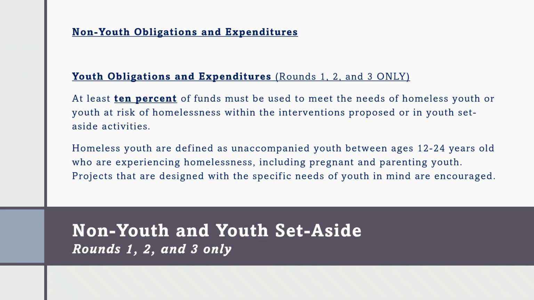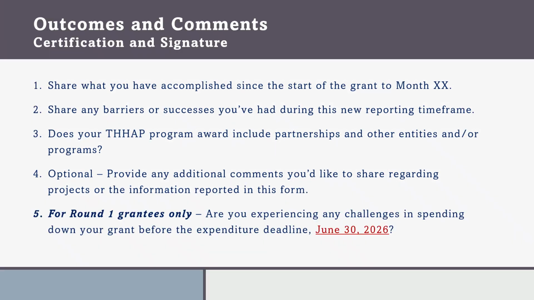Only rounds 1, 2, and 3 will have these sections separating non-youth and youth grant obligations and expenditures. Grantees with awards from rounds 1, 2, and 3 had to use at least 10% of their funds on their youth populations, defined as youth between ages 12 through 24 years old who are experiencing homelessness, including pregnant and parenting youth. The report will also ask these questions.